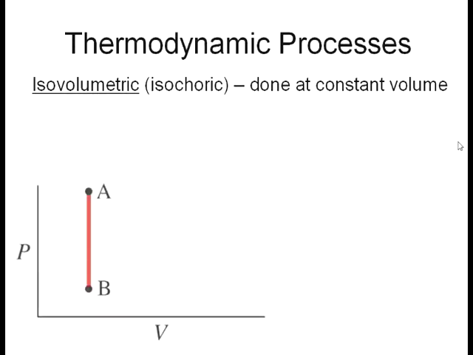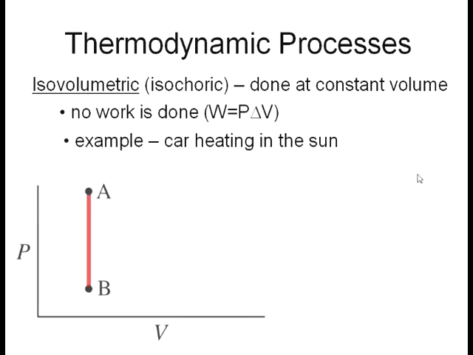Isovolumetric or isochoric means constant volume. That graph's easy, just a vertical line. It could be going up or going down, depending on how our pressure is changing. If the volume is not changing, then no work is done, because work is pressure times a change in volume, and that change is going to be zero in this process. An example would be heating a car in the sun. The volume has to stay constant, or we have a container such as a can or a bottle.